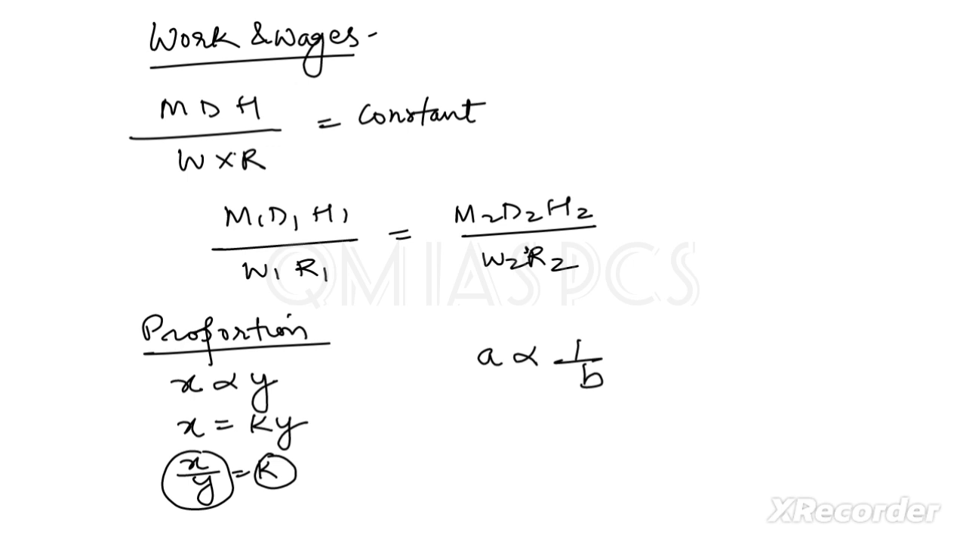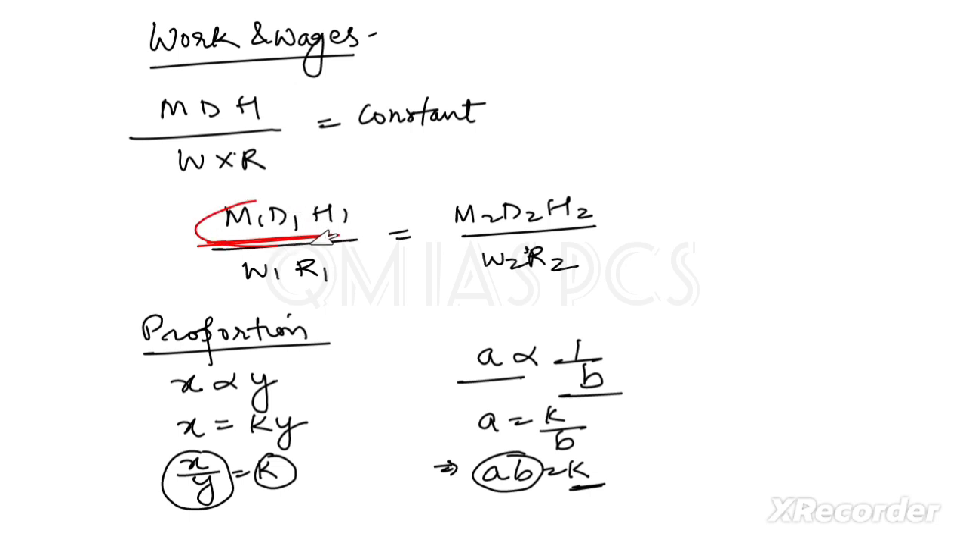In this formula, if I say A is inversely proportional to B, that means A is equal to K by B. And when you do cross multiplication, it means AB is equal to K, where K is some constant. So when two quantities are in product form, those quantities are in inverse proportion. So now your demo part: if these are in product form, these quantities are in inverse proportion. Just think why these are in inverse proportion.